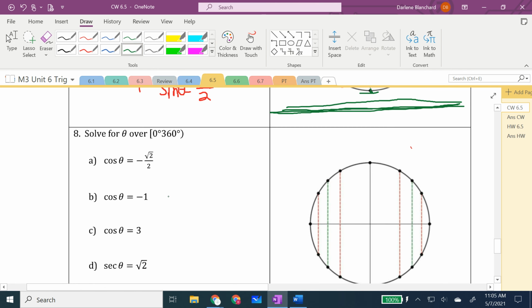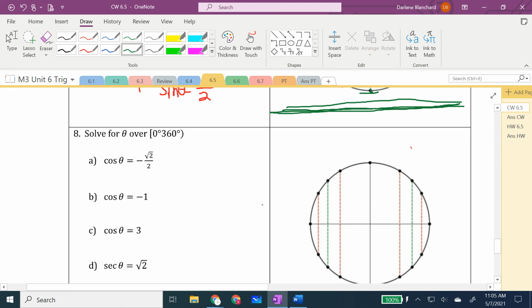I believe time is up. I'm going to keep recording the video and finish this, but it is lunchtime. So you are free to go. I'm going to work with this one, though, on the video. So if cosine is negative root 2 over 2, you too, thanks. It's okay.